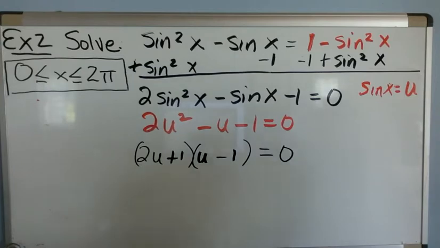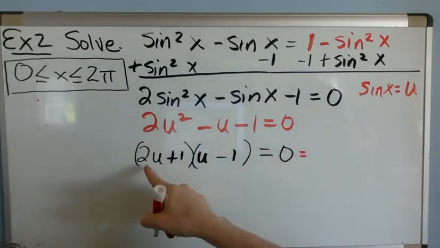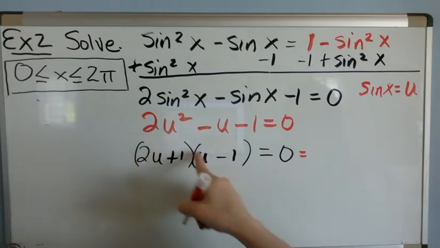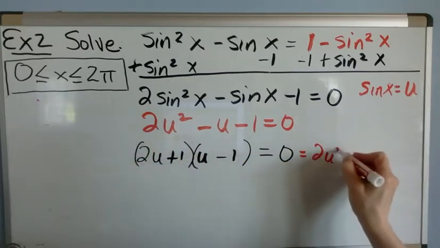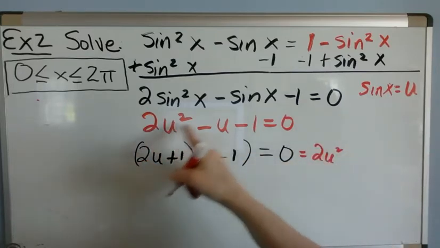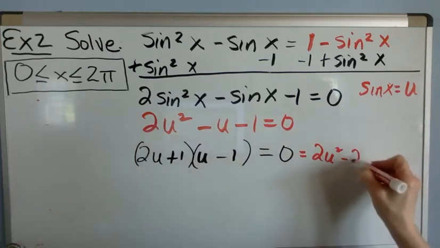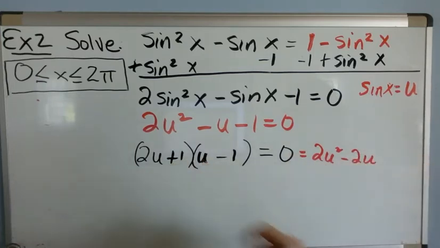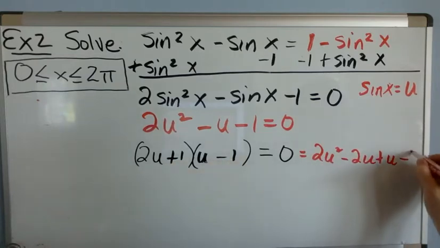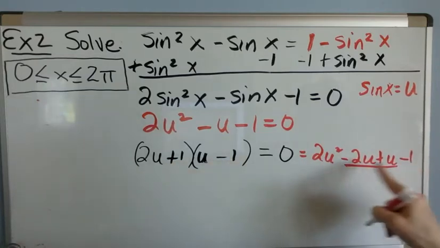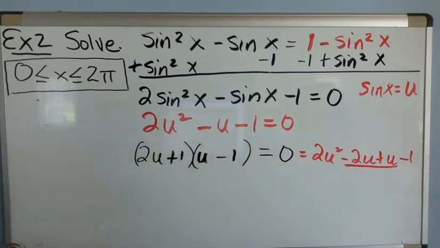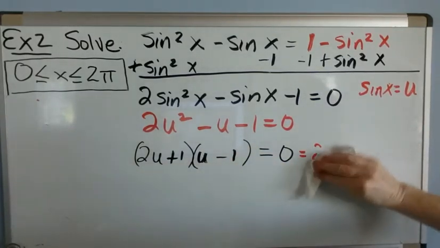And just to double check, to make sure that that does check out, I can actually check it here. When you do first, outer, inner, last, first will be 2u times u. Outer will be 2u times negative 1. Inner will be 1 times u. And last will be negative 1. As you can see, negative 2u plus u does combine to give me negative u. So that does work. I'm going to get rid of it. That was just my check.